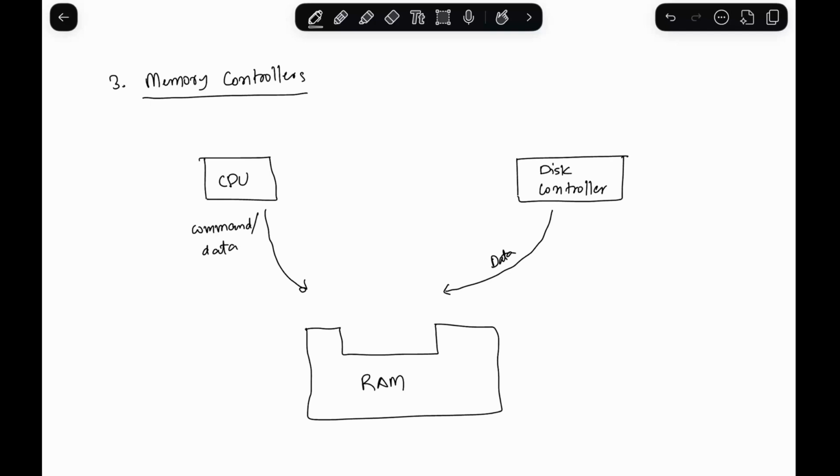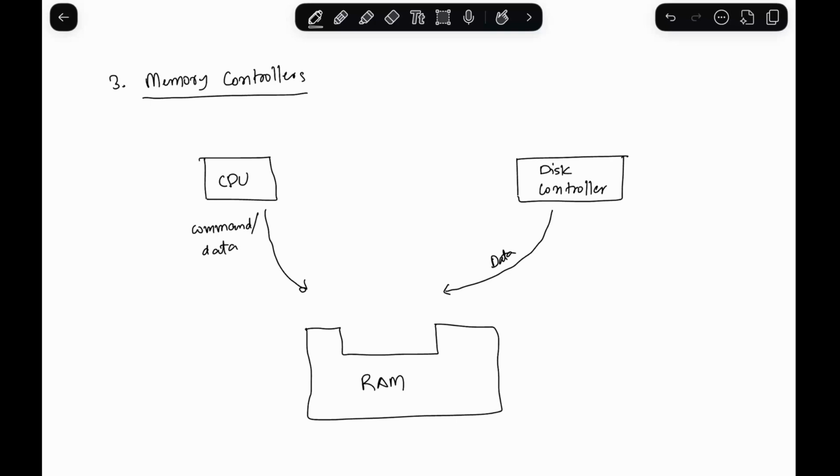Now, what will happen if the two try to send electrical signals down the same highway, or down the same wires, at the exact same time? In that case we'll get a massive crash, and that's called bus contention. What will it create? It will create electrical noise. It can corrupt our files in simple terms, and it can even cause our system to crash.